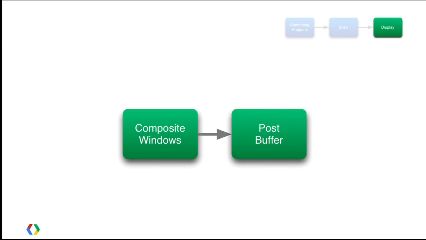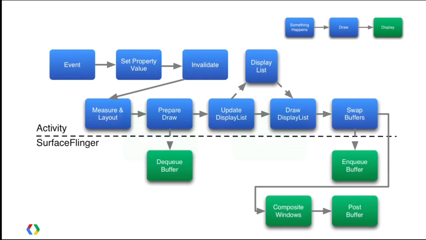So once Surface Flinger gets the buffer back from our application, it has to composite all the windows that you see on screen. It does that into a single buffer. We're simplifying a little bit. So we composite everything into a single buffer, and that's what we display. So compositing windows, we'll talk a bit more about that a little later.